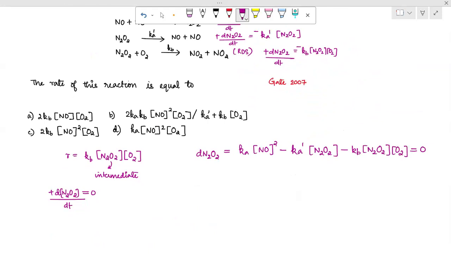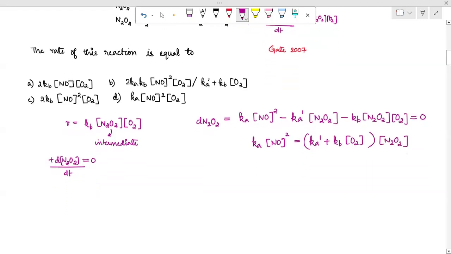Now we need the expression for N2O2. Let's rearrange. So what we have is Ka NO to the power 2 is equal to Ka prime plus Kb into O2 and N2O2 taken out. So if I rearrange this, concentration of N2O2 can be written as Ka concentration of NO to the power 2 divided by Ka prime plus Kb into concentration of O2.